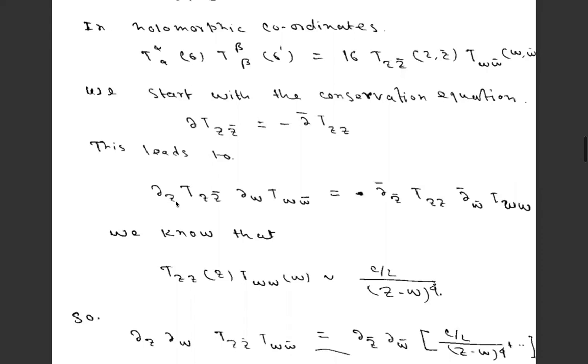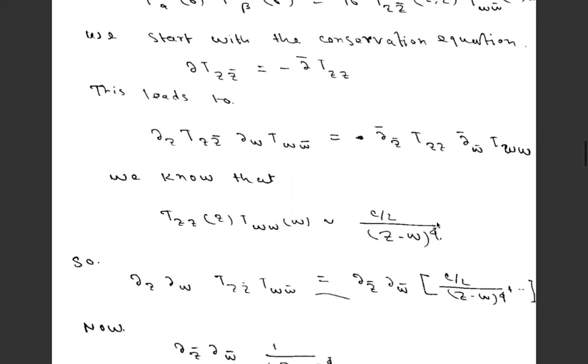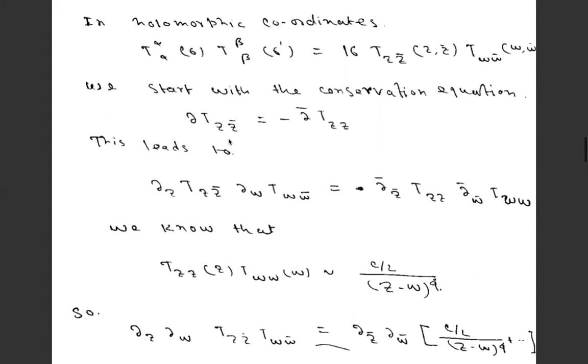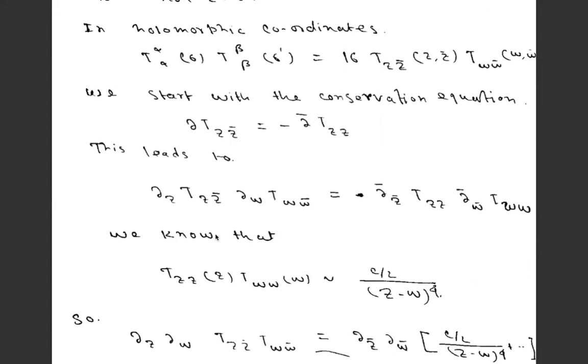So let's start. We need to start off with this conservation equation, which says the holomorphic derivative of T z z bar is equal to minus the anti-holomorphic derivative of T z z. Now we can just square it up, multiply the equation with itself, to get del z del omega acting on T z z bar T omega omega bar equal to del bar z bar and del bar omega bar acting on T z z T omega omega. Right, now this gives an equation for this stress OPE that we have had in this equation.